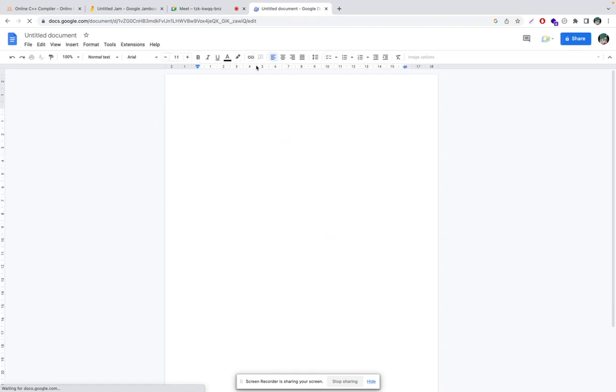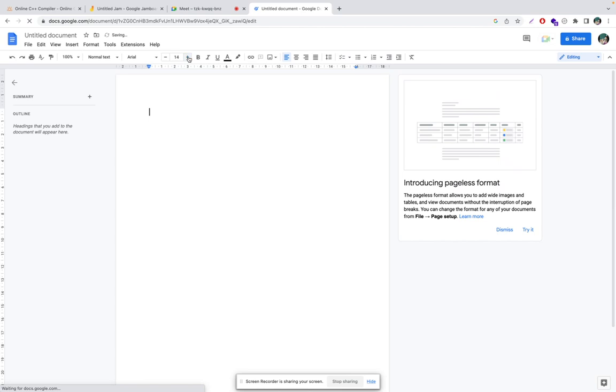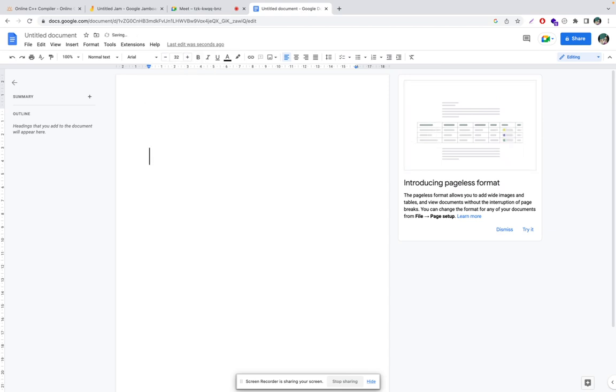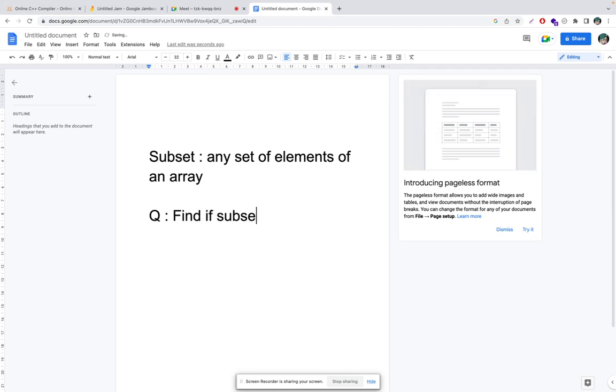Let's increase the size. Let me do it as 55. So, the meaning of subset is clear, right? Any set of elements of an array. So this thing is clear. Now the question is: find if a subset with sum x exists in the array. This is our question.